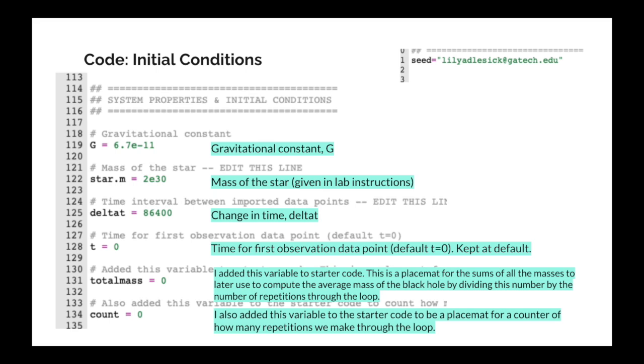First, we have total mass. This is a placeholder for the sums of all the masses to later use to compute the average mass of the black hole for our results by dividing this number by the number of repetitions through the loop. And I also added count to the starter code to be a placeholder for a counter of how many repetitions we make through the loop.